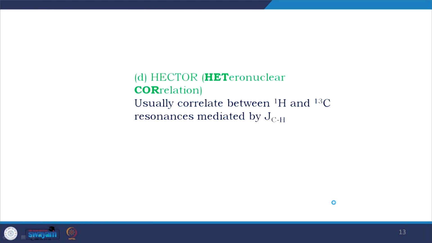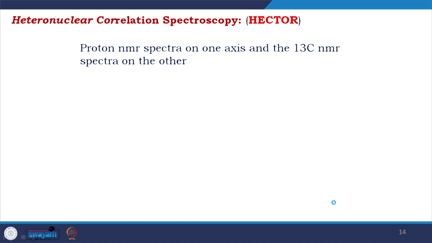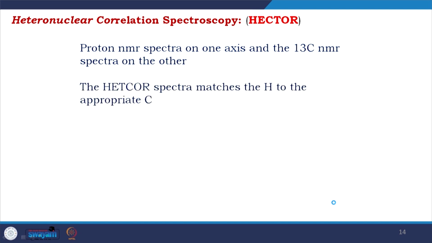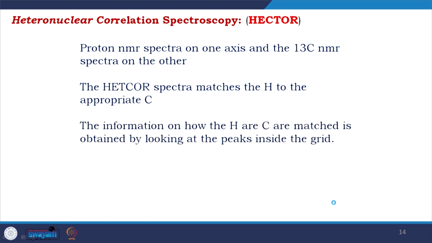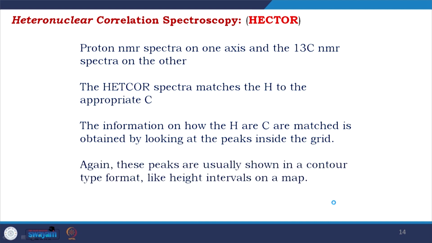Also, there is HETCOR, which is heteronuclear correlation, usually correlating between 1H and 13C resonances mediated by the JCH coupling constant. So, proton NMR spectra on one axis and the 13C NMR spectra on the other. The HETCOR spectrum matches the hydrogen to the appropriate carbon. The information on how the hydrogen and carbon are matched is obtained by looking at the peaks inside the grid, as we have already observed for other ones.